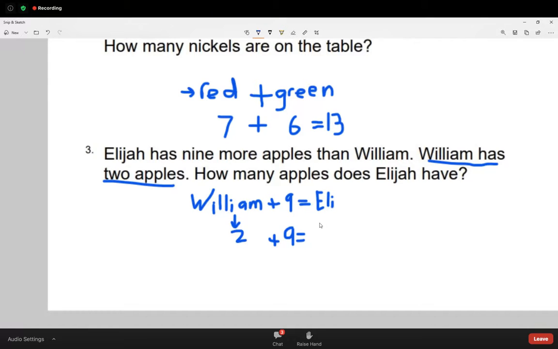And then you're saying the answer. Yeah, what does that add up to? You want to say that one more time? 2 plus 9 is? 2 plus 9 is 11. 11, exactly right. This one was really, really tricky, but you did an excellent job with that.